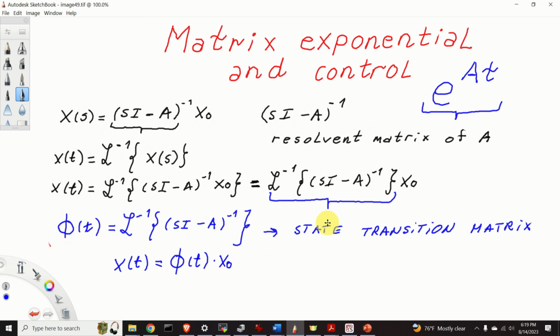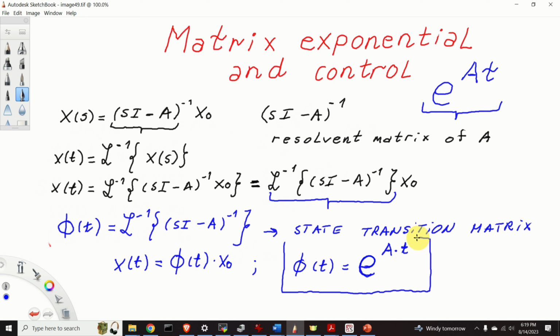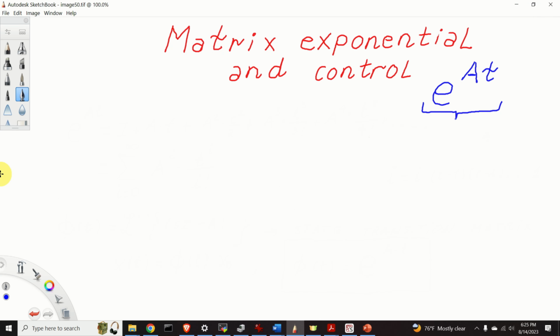In the sequel, I will show you that the state transition matrix is actually equal to the matrix exponential. Here it is, the matrix exponential of A times time. And this is the fundamental formula in control engineering and control theory. The state transition matrix can be expressed as the matrix exponential of A times time. The matrix exponential is defined by the following expression.